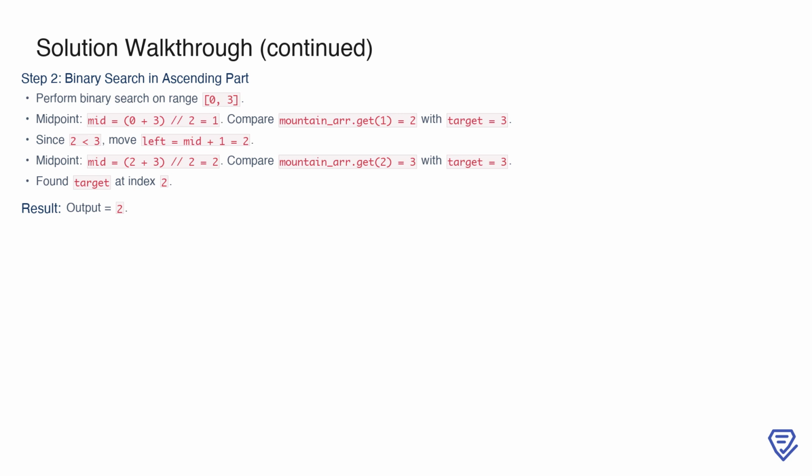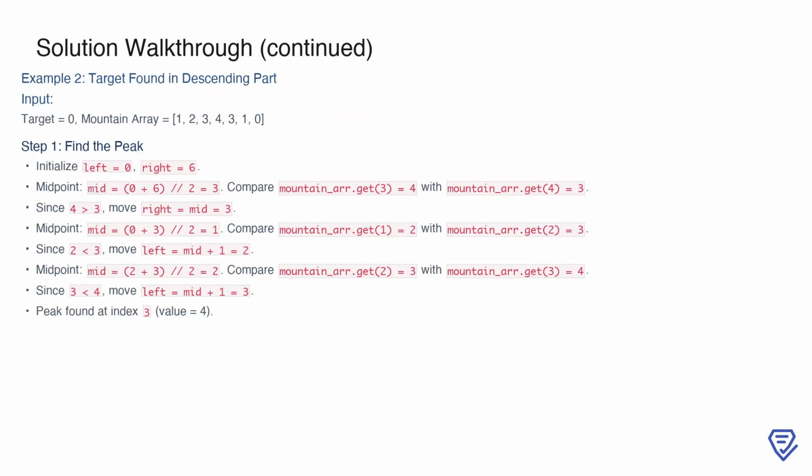The new midpoint is (2 + 3) / 2 equals 2. At index 2, the value is 3, which matches the target. Thus, the target is found at index 2, and the result is 2. In this example, the target is found in the descending part of the mountain array. The input array is 1, 2, 3, 4, 3, 1, 0, and the target is 0.